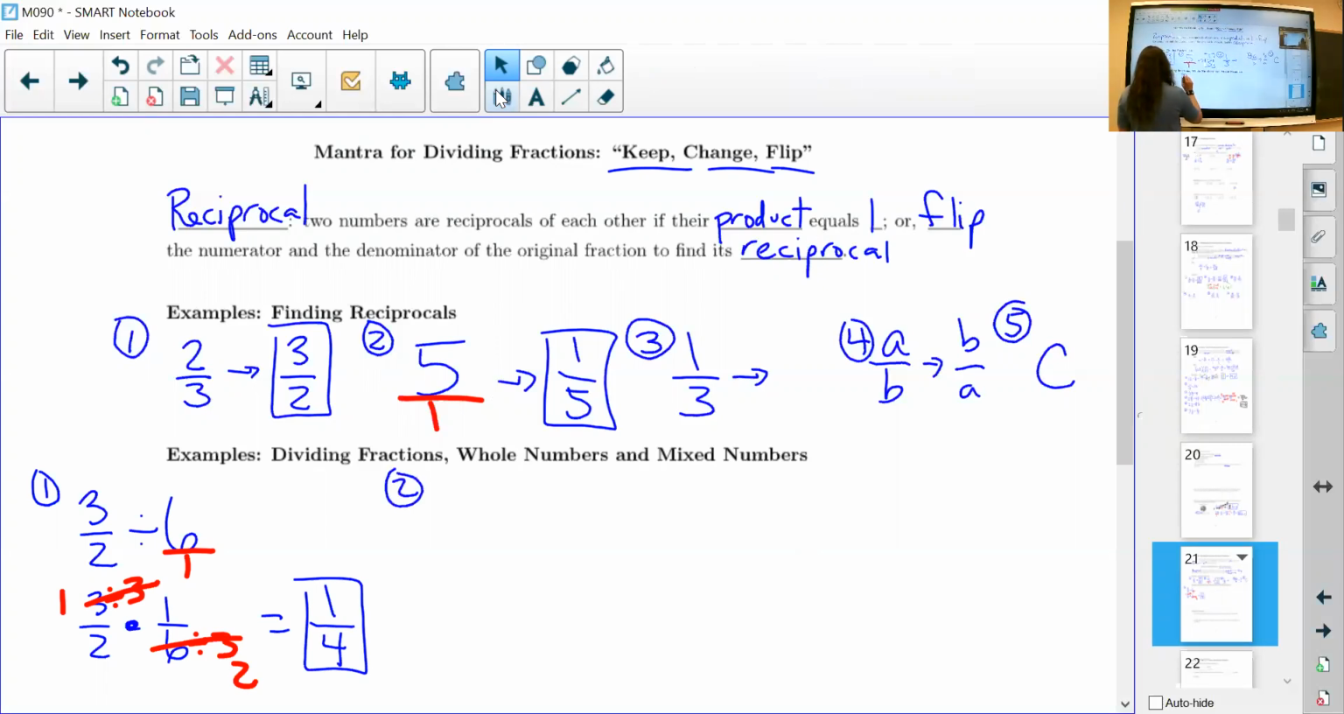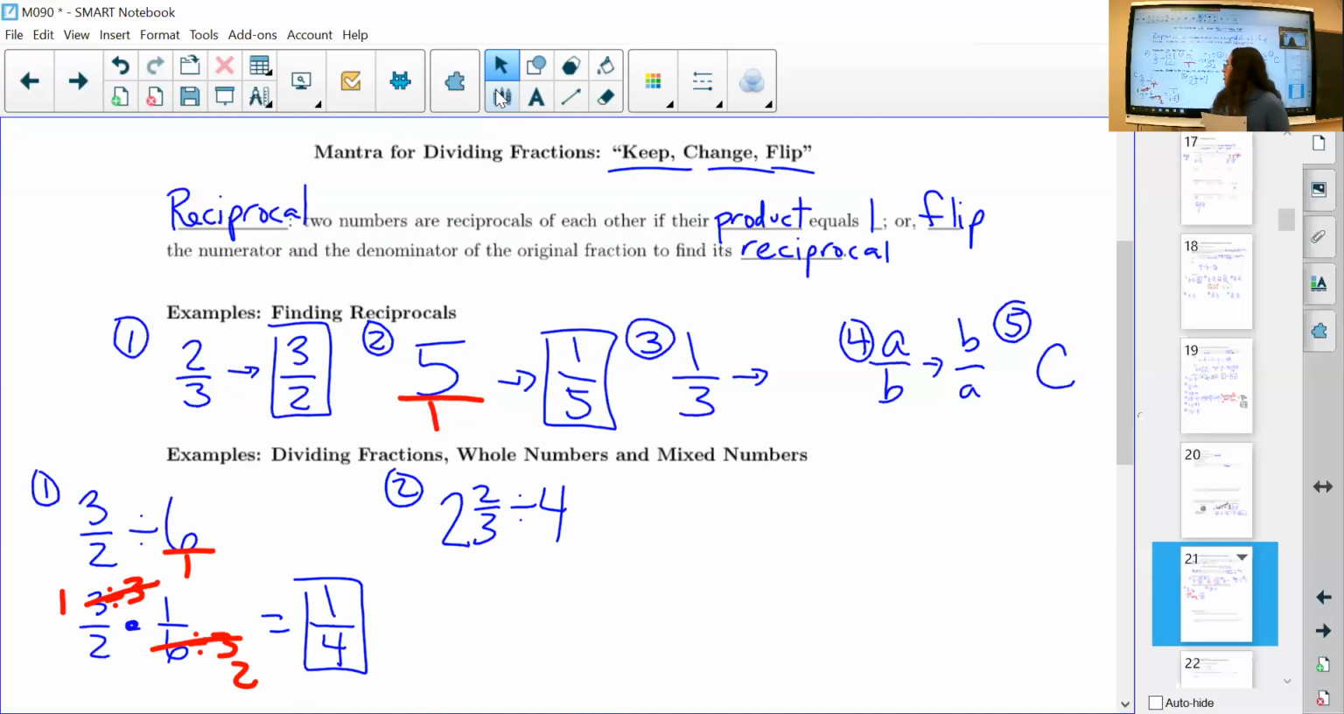Example 2. 2 and 2/3 divided by 4. This is similar. Now we have a mixed number, but that's okay. We know how to turn a mixed number into a fraction. We know how to turn this whole number into a fraction. Keep, change, flip, multiply through, and I'll go ahead and tell you the answer in a moment. Feel free to pause while you work this out. Eventually, you should get 2/3.